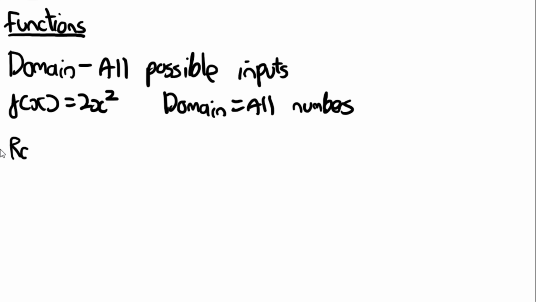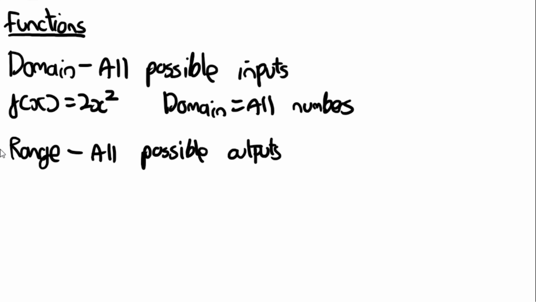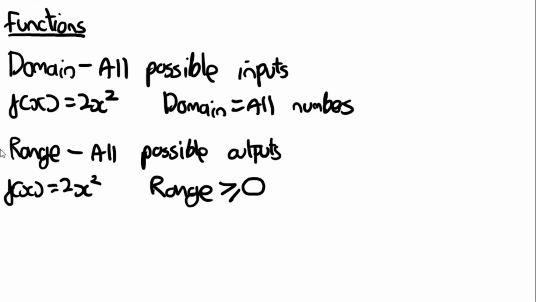The range of a function is all possible outputs. So again, for f of x is equal to 2x squared, the range is numbers that are bigger or equal to 0, because it cannot be negative numbers, because you cannot get a negative number when you square something. Although you'll find for most of the functions that you encounter, the range will also be all numbers.